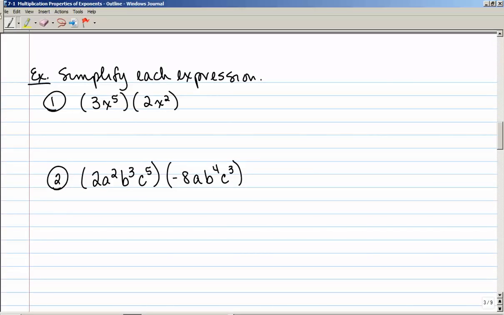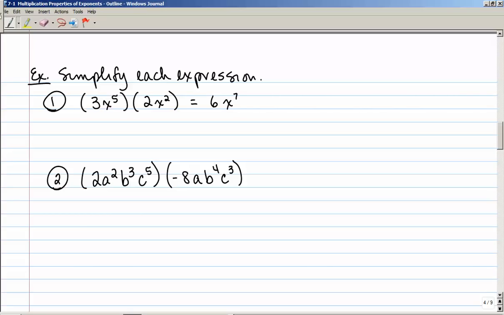So I have 3x to the 5th times 2x squared. First thing I want to do is multiply the coefficients. Remember, the coefficients are the large numbers out front. So 3 times 2 gives me 6. And now I have to multiply x to the 5th times x squared. Since they have the same base of x, I'll add their exponents. So that's going to be x to the 5 plus 2, or x to the 7th power.